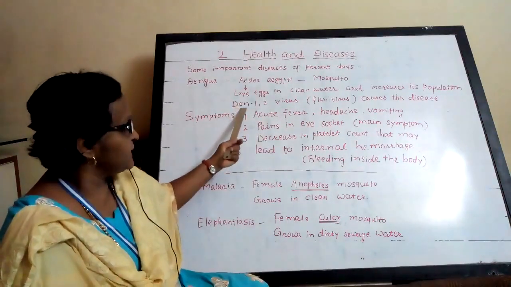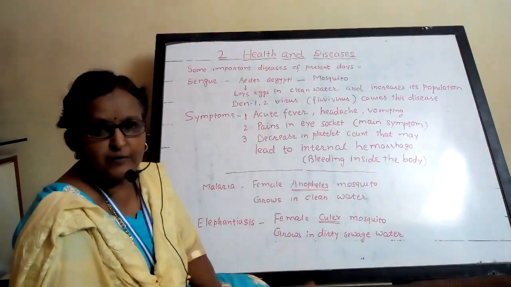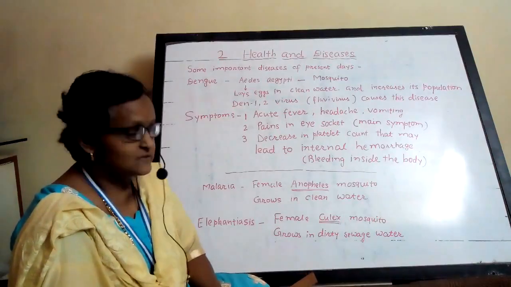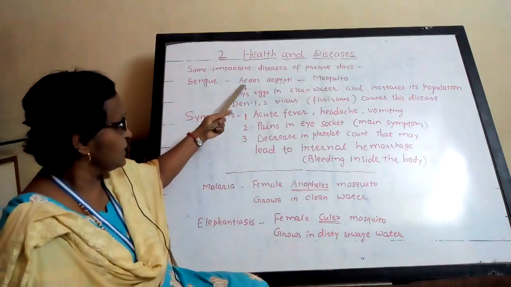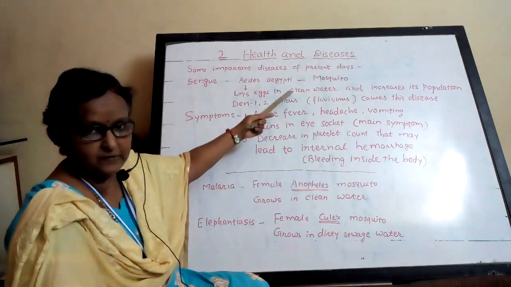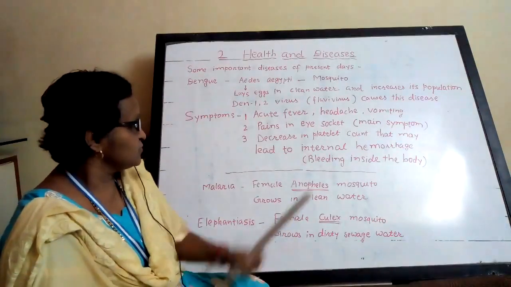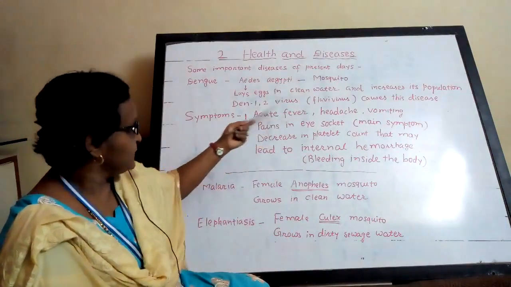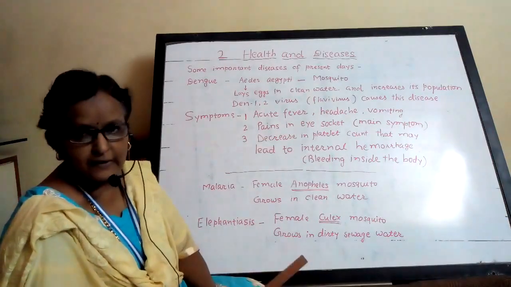Then the virus, the flavivirus. Here Aedes is the genus and aegypti is the species. For the virus, flavivirus is the genus, a type of virus we can say. That flavivirus causes this disease.